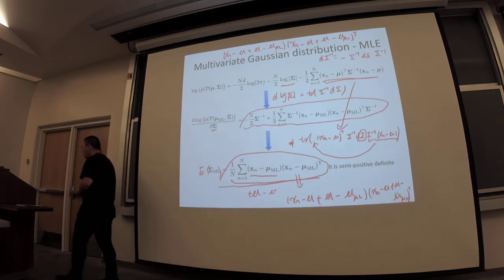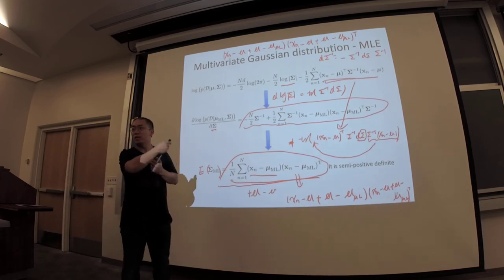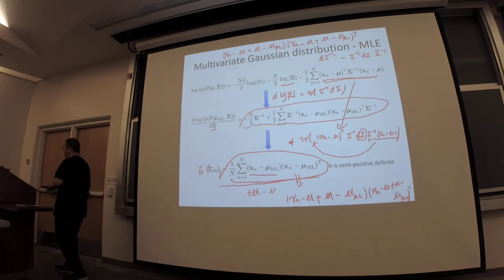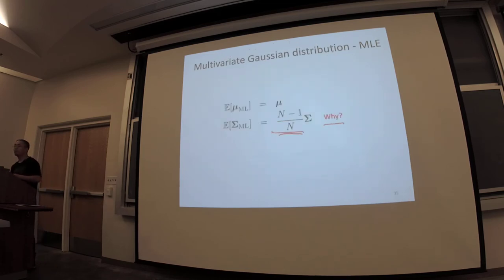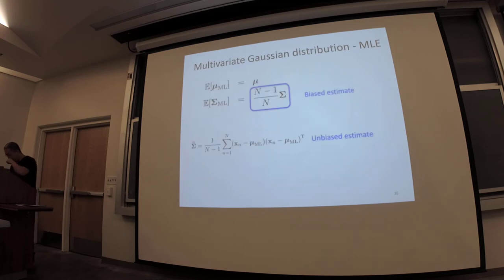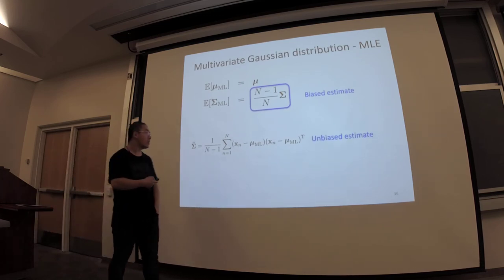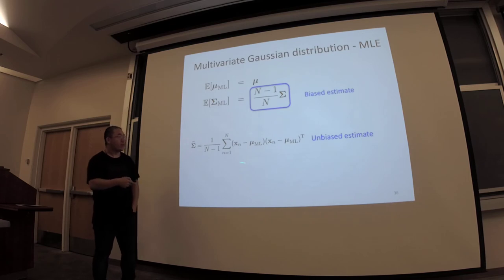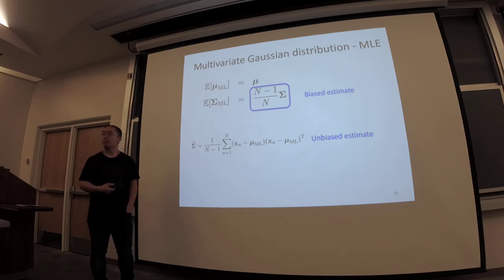Then, what you need is to expand this, and then do the expectation, you will arrive at this conclusion. So from this conclusion, we can immediately get the unbiased estimate of the covariance. That is, you need to divide this summation over n minus 1 rather than n. From this, you can obtain this immediately.